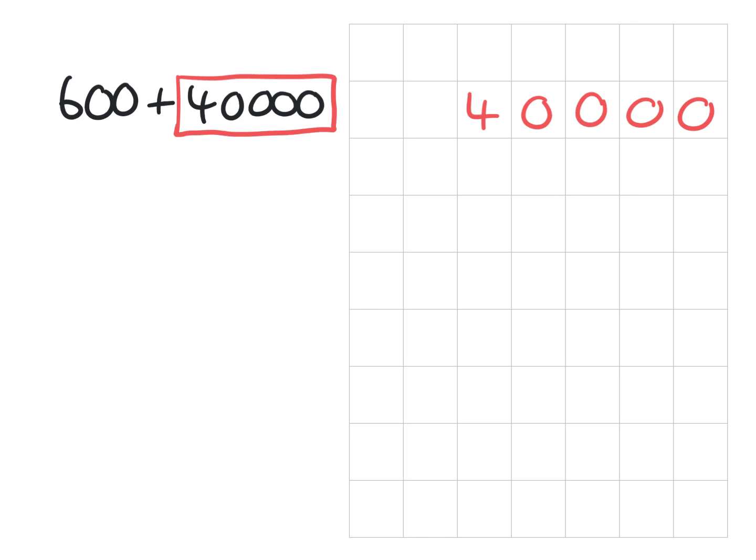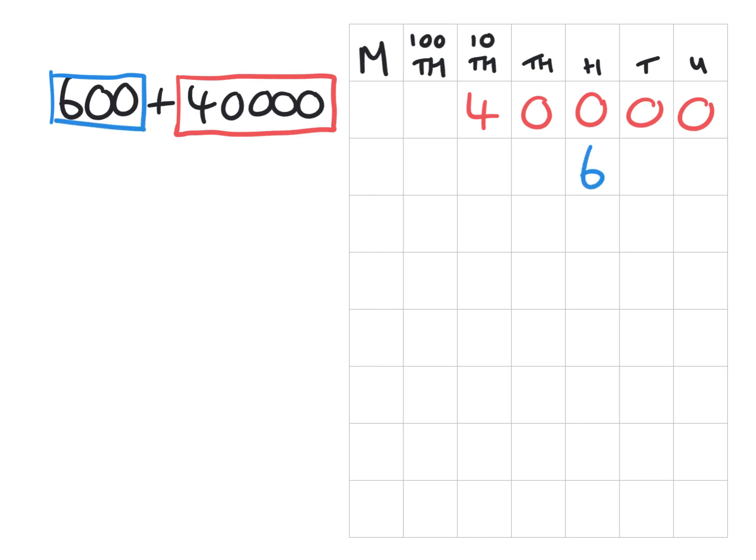When we look at our columns, we have our units, our tens, our hundreds, our thousands and our 10,000s. Also, this continues all the way through to millions. So we take the 600 next, making sure the 6 is going into the hundreds to maintain that value, and then we're going to add them together.